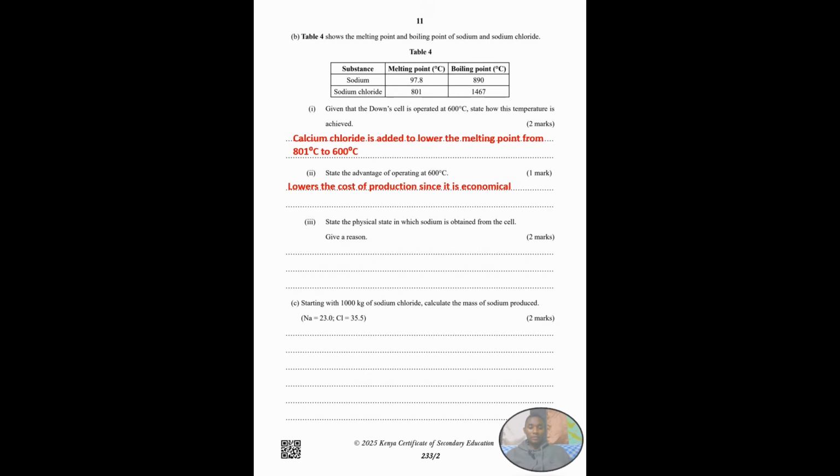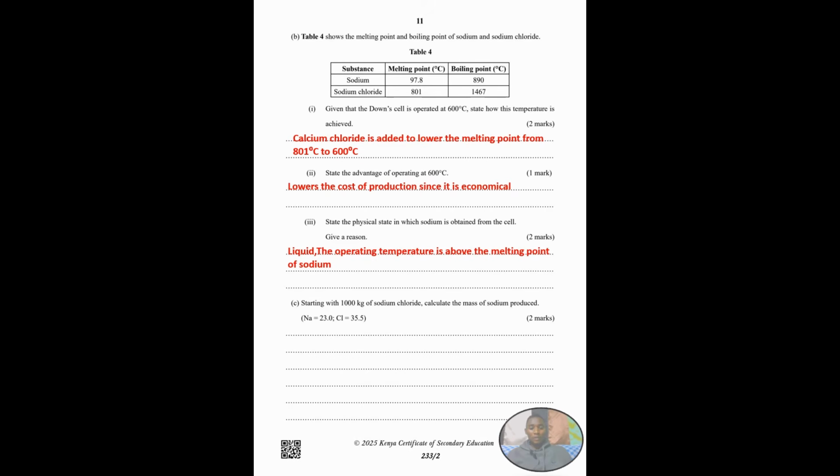Then from 1-3, state the physical state in which sodium is obtained from the cell, giving a reason. So we have sodium obtained in molten state, or in liquid form. And the reason is because the operating temperature is always above the melting point of sodium. So if the operating temperature is above the melting point, automatically the state of the product being extracted will be liquid, because it will have melted and become a liquid.